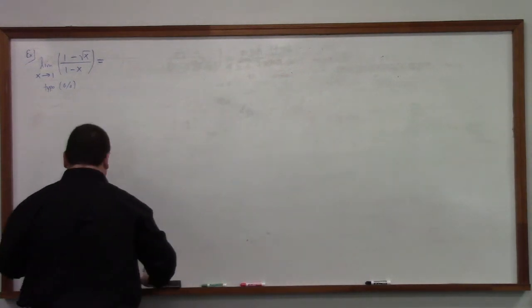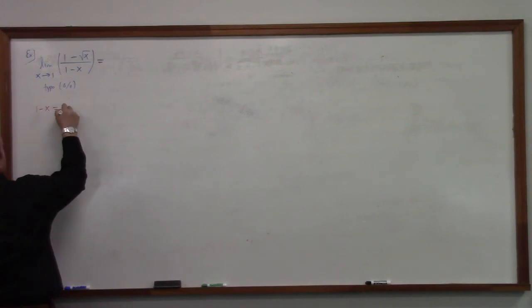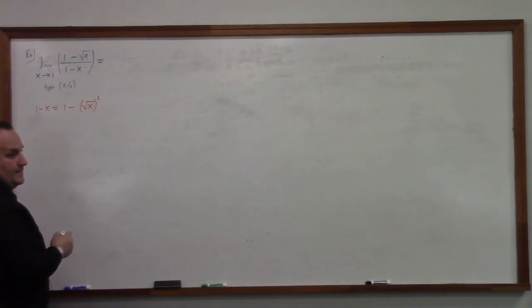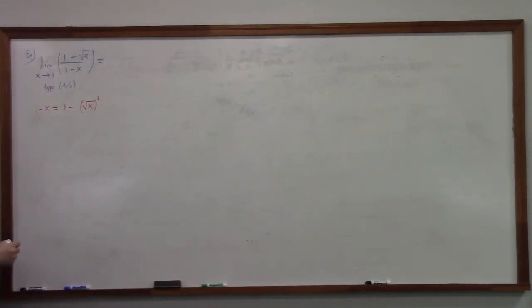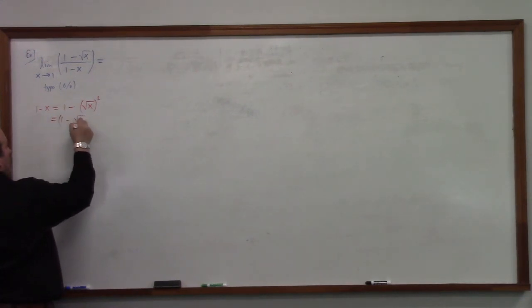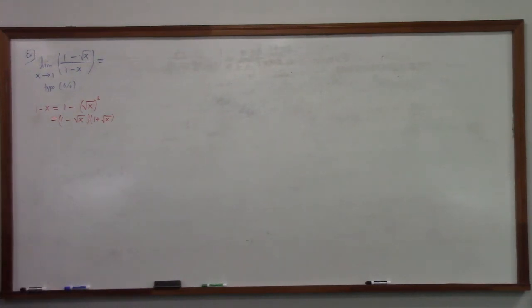So this one here, the trick is to notice that 1 minus x is 1 minus the square root of x squared. Which means we can factor this as 1 minus root x times 1 plus root x. So this is my sort of algebraic thought. And so with that thought in mind, it's easy to see what to do, right?